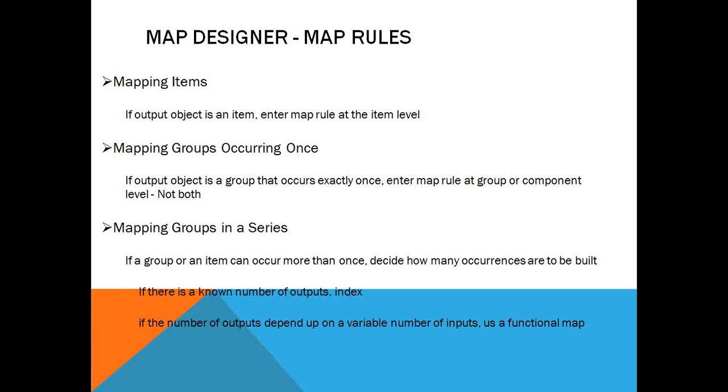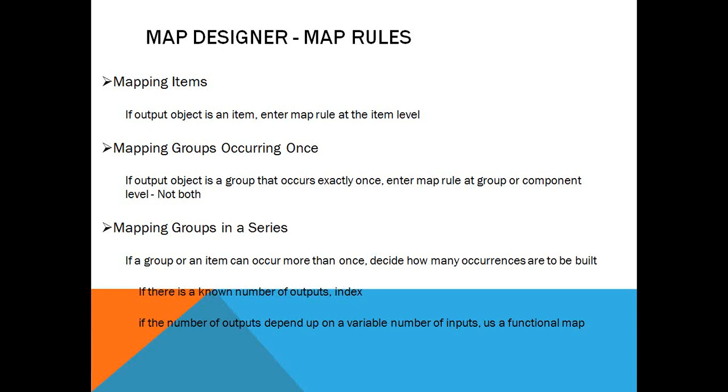At group level, how can you write? Suppose both your input group and output group are of the same type, you can do one-to-one mapping at group level. Suppose it is a different group, we have to write the functional map, and within the functional map, we have to do the mapping rule.